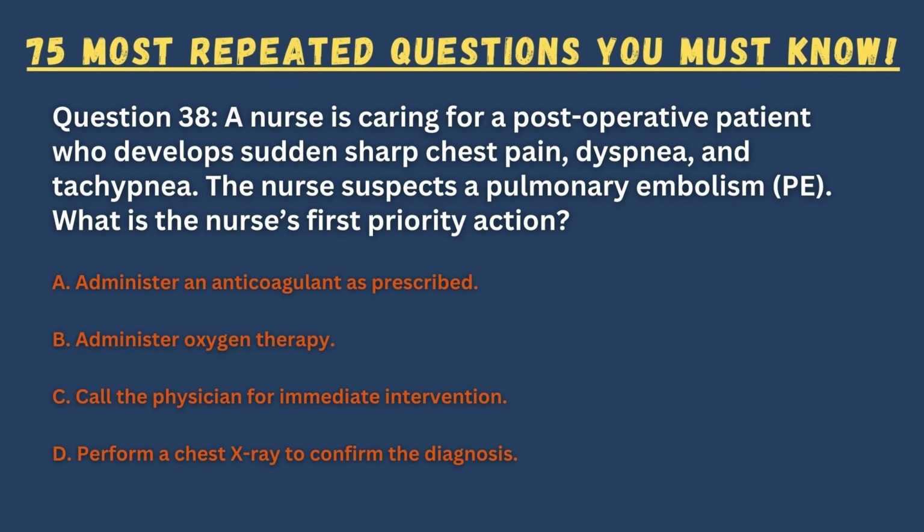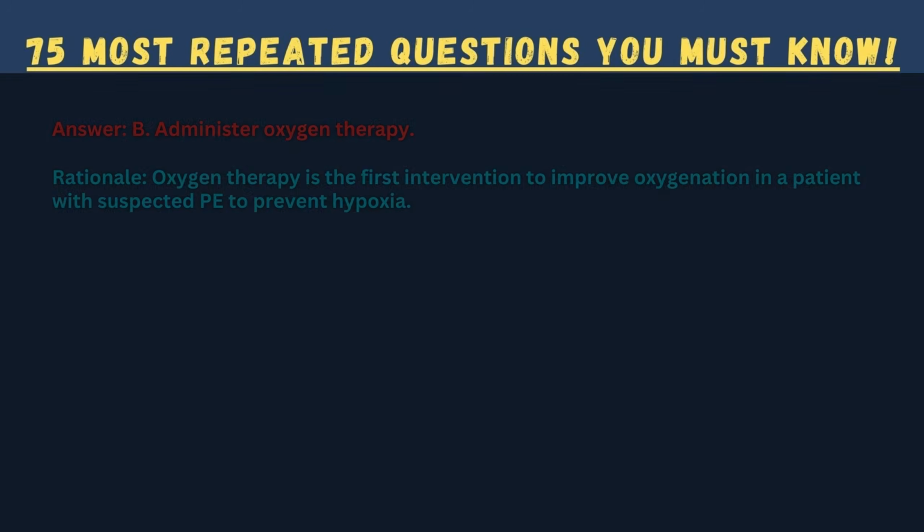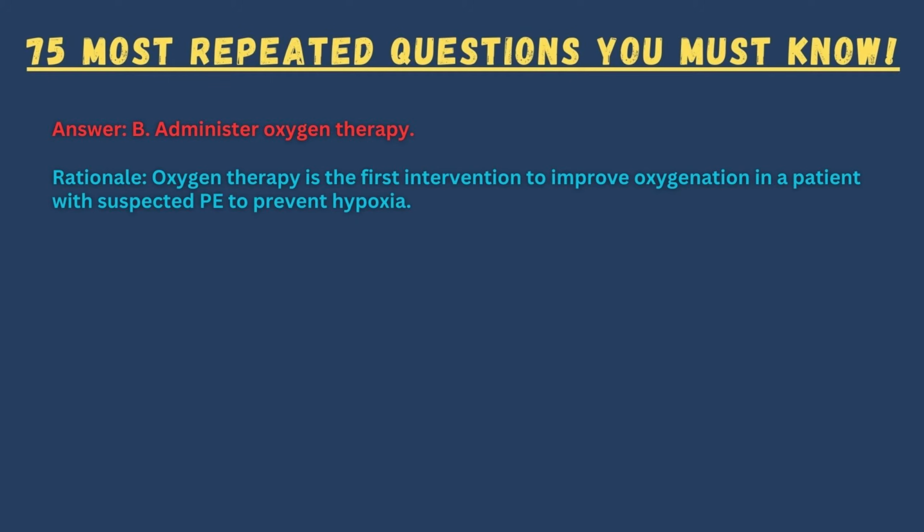Question 38. A nurse is caring for a post-operative patient who develops sudden sharp chest pain, dyspnea, and tachypnea. The nurse suspects a pulmonary embolism, PE. What is the nurse's first priority action? A. Administer an anticoagulant as prescribed. B. Administer oxygen therapy. C. Call the physician for immediate intervention. D. Perform a chest X-ray to confirm the diagnosis. Answer: B. Administer oxygen therapy. Rationale: oxygen therapy is the first intervention to improve oxygenation in a patient with suspected PE to prevent hypoxia.